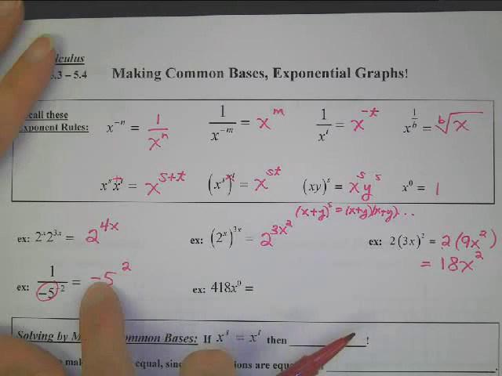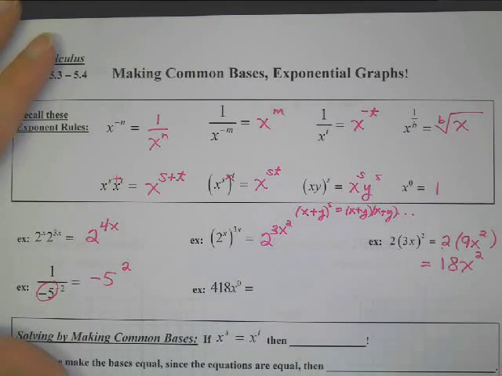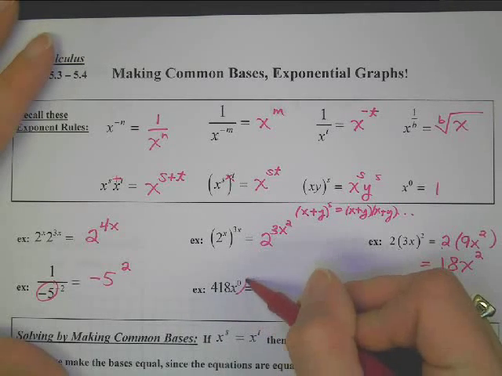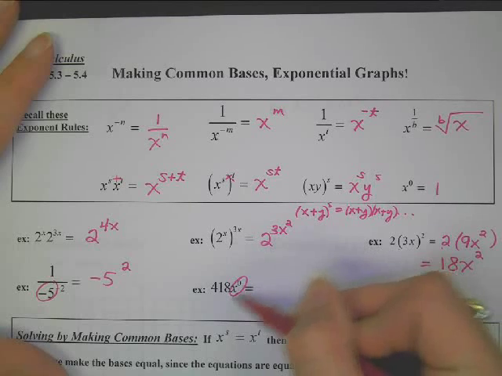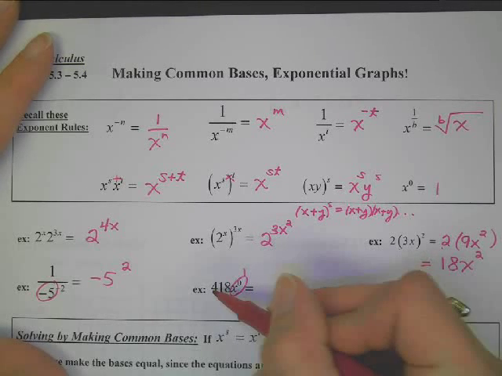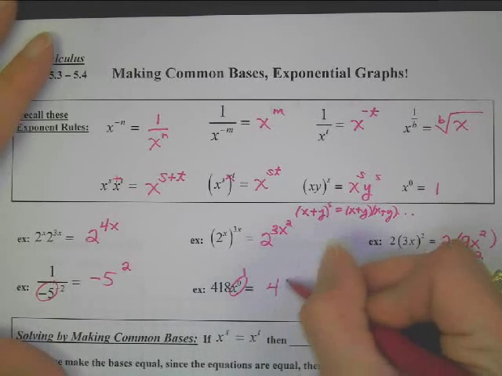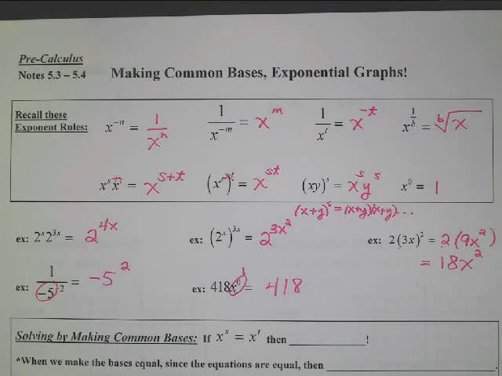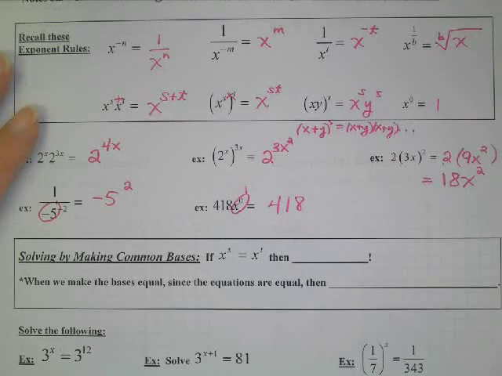That exponent does not belong to the negative. And here, you're going to raise something to the 0 power, but the only thing getting the 0 power is x. So that becomes a 1. 418 times 1 is 418. So that's just a brief review of exponents because we're going to need to know how to do those in order to make common bases.